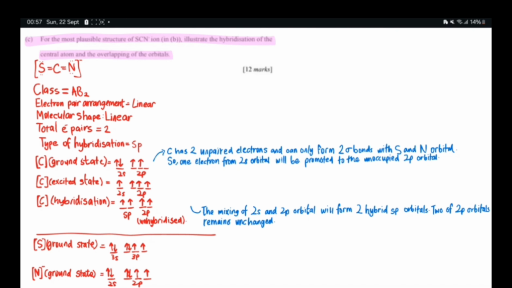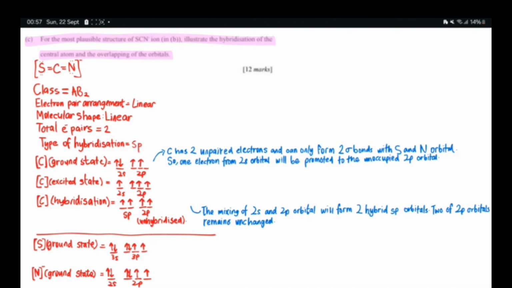And then, for carbon hybridization, the mixing of 2s and 2p orbitals will form 2 hybrid sp orbitals, and 2 of the 2p orbitals remain unchanged. So as you can see in these 2p orbitals, there are 2 which remain unchanged and are unhybridized. So these unhybridized orbitals will be used to form the pi bonds. Meanwhile, the 2 hybrid sp orbitals would be used to form the sigma bonds.